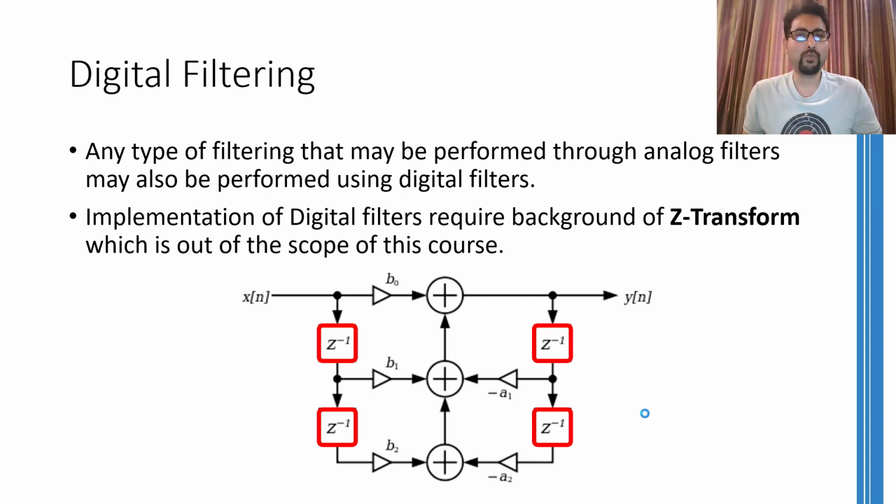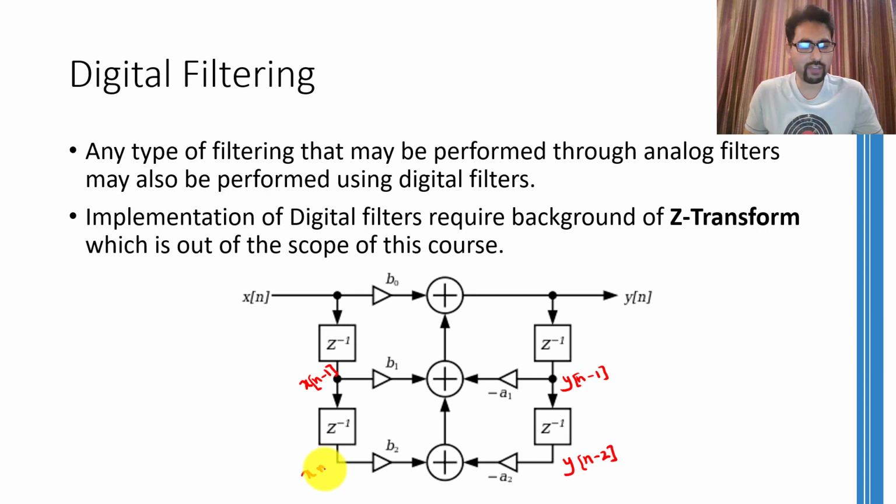So at this point, we will have y of n minus 1, that is the previous output, and over here you are going to have y of n minus 2. Similarly, over here you are going to have the previous input, that is x of n minus 1, and over here you are going to have x of n minus 2, that is the previous to previous sample. Using this information, writing the difference equation will become quite easy now.